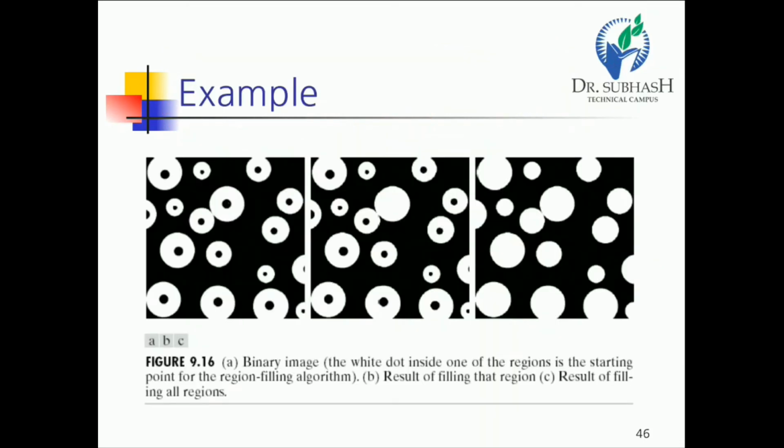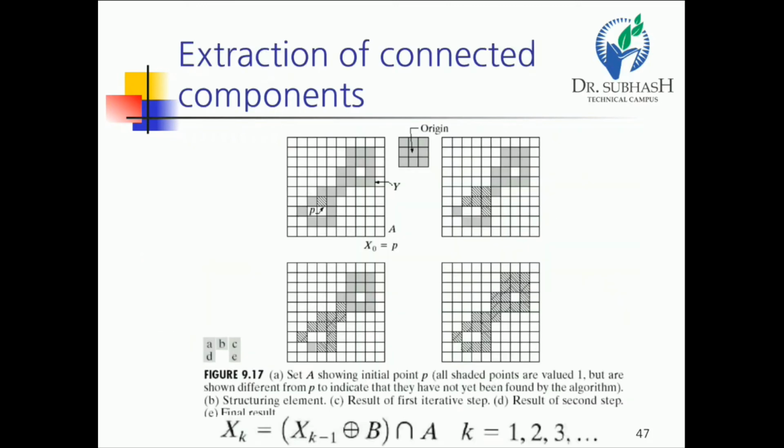So this is the example of region filling for this binary image, right? In figure A, that is the binary image, the white dot inside one of the regions is the starting point for the region filling algorithm, right? The black dot can be represented with 0, and the white dot can be represented with 1. Figure B is the result of filling that region, and figure C is the result of filling all the regions.